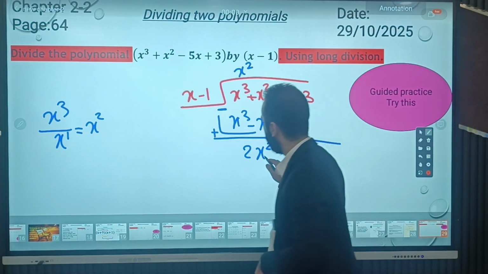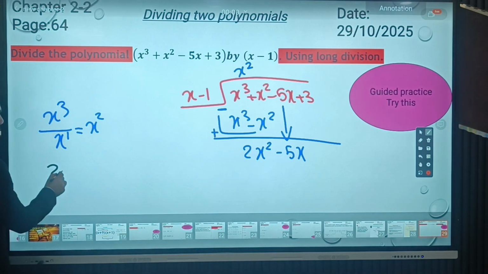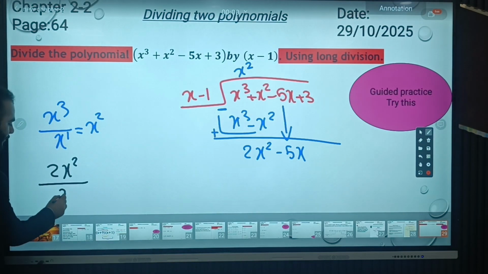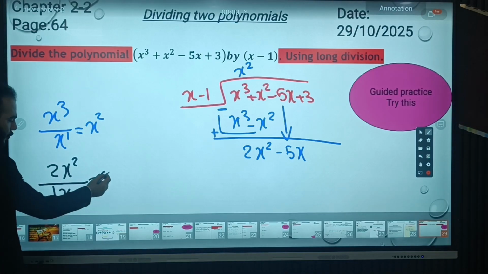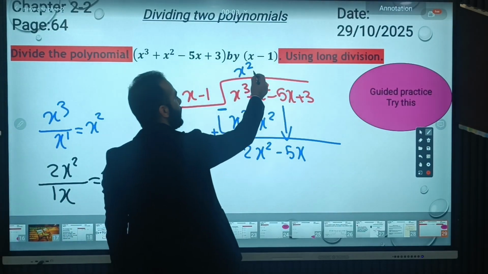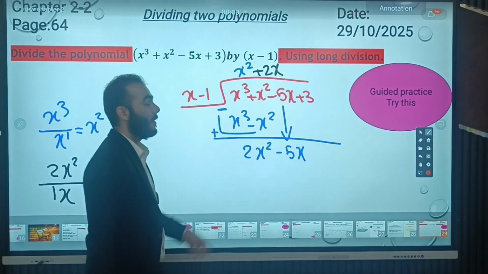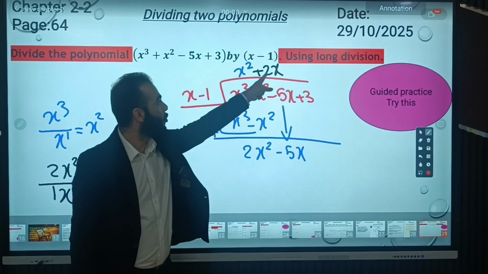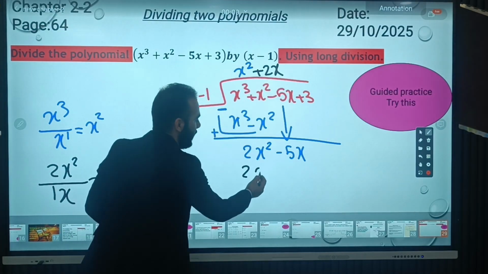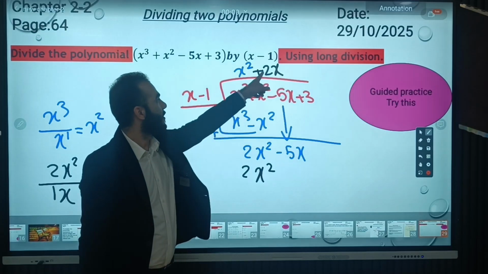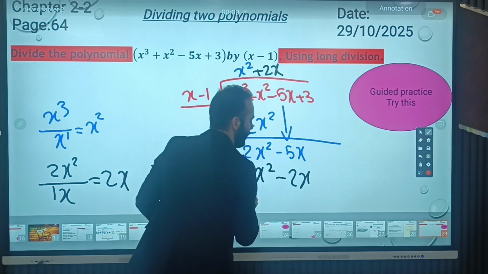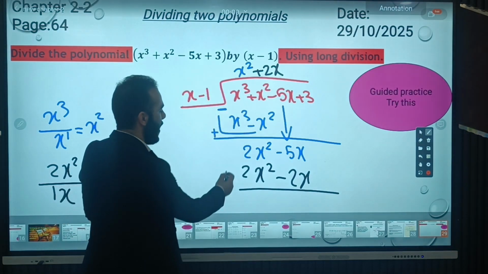Perfect. Right now, repeat those steps that we did before. The first term here is 2x² divided by the first term of the divisor, which is x. 2 divided by 1, 2. x² divided by x, only 1x will remain. So here write positive 2x. Then multiply by the divisor. 2 times 1, 2. x times x, x². Positive times negative, negative 2x times 1, 2x. Perfect. So right now minus them.